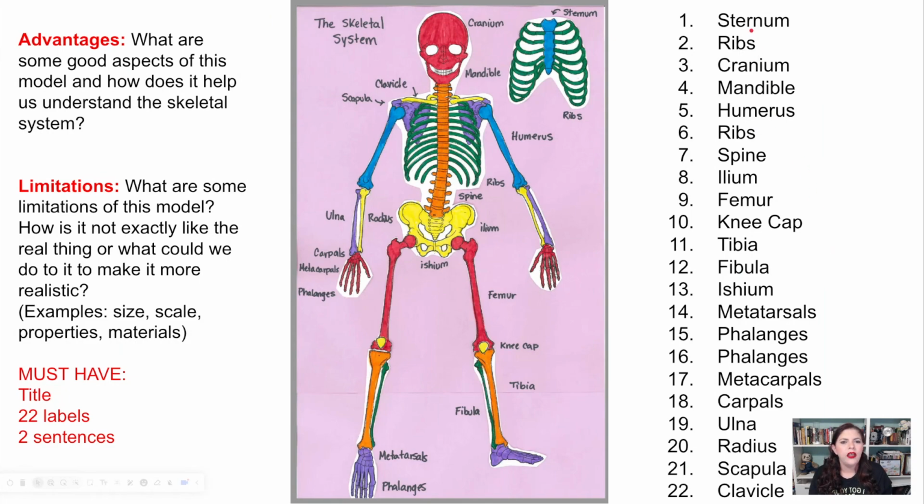You have to have all of these labels, right? 22 labels. You'll notice that some of them are on here twice, like phalanges, because you have phalanges in your fingers and you have phalanges in your toes. And so make sure that you label everything.